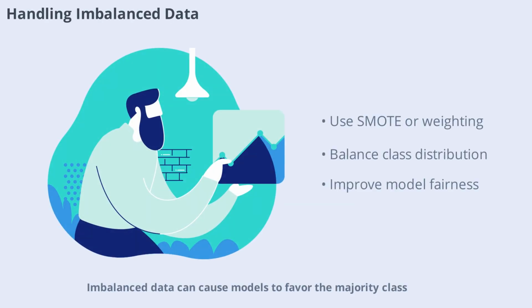Imbalanced data can cause models to favor the majority class, leading to poor performance on minority classes. Techniques like SMOTE, the synthetic minority oversampling technique, or class weighting can help address this issue. Balancing your data ensures that your model treats all classes fairly and improves overall accuracy.